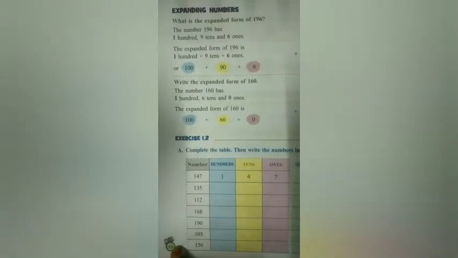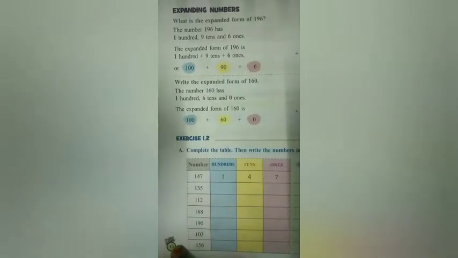Children, you learned how to write the place value of the numbers. If you learn the place value, you can write the expanded numbers very easily, because in place value we have to find the value of each digit. Like the expanded form we are going to write, see here, 196. So how many hundreds? 100, plus how many tens are there? 9 tens. So 90 plus 6. How many ones? 6.